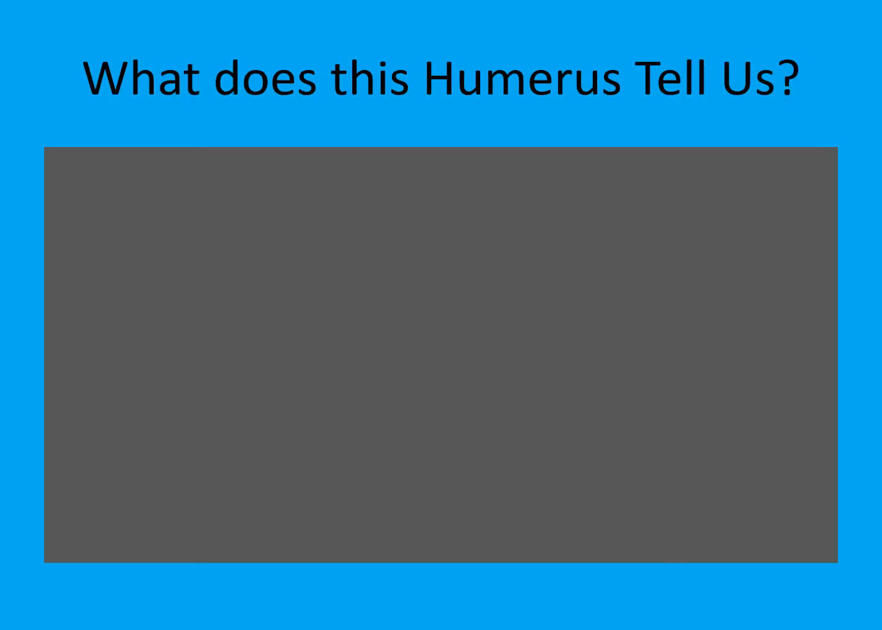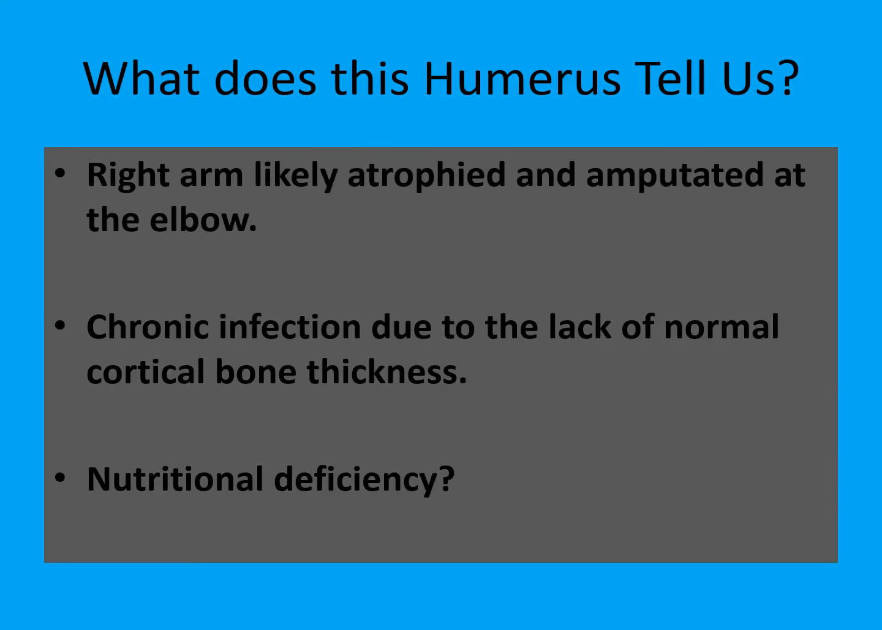So in essence, what does this humerus really tell us? Well, we know the right arm was likely atrophied and amputated at the elbow. Chronic infection could have occurred due to lack of normal cortical bone thickness, right, the thinness of that bone. And there could have been a nutritional deficiency, right, because he may have been having difficulty getting food for himself because of his injury.